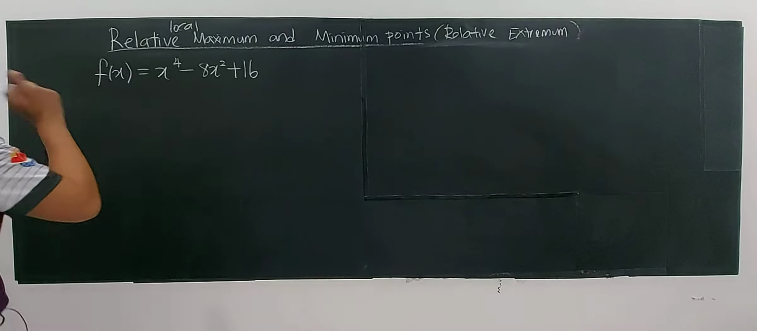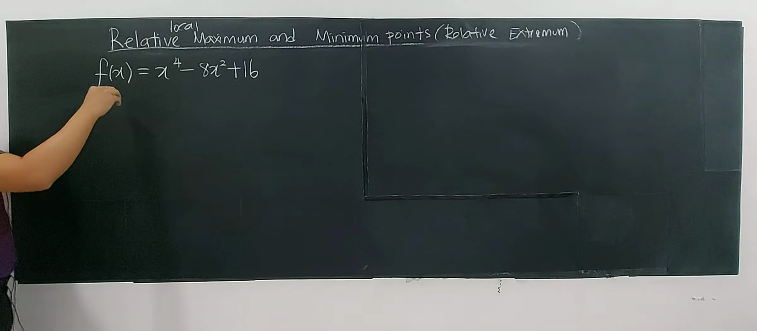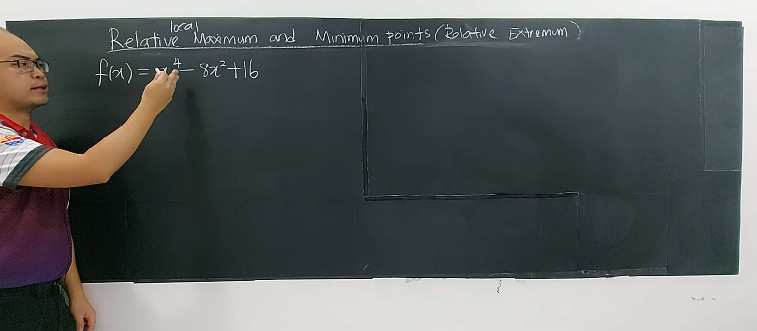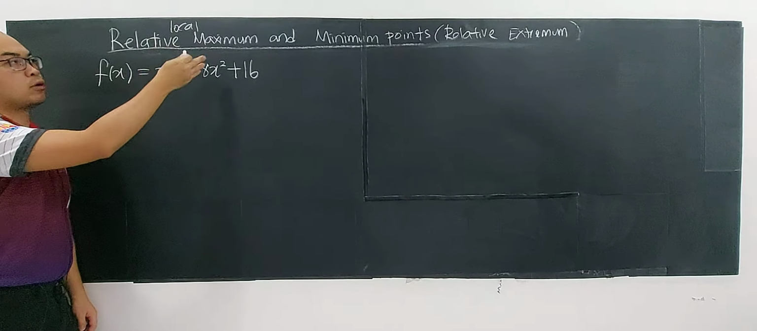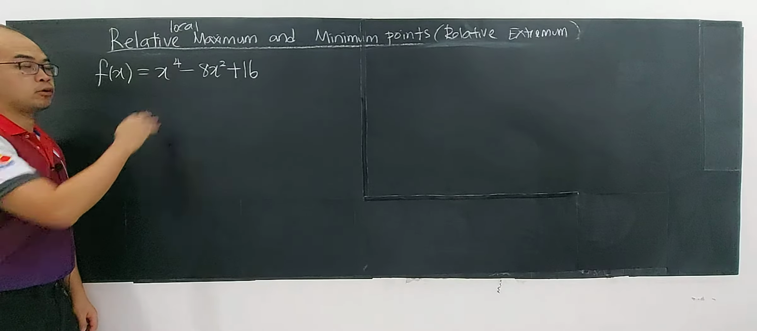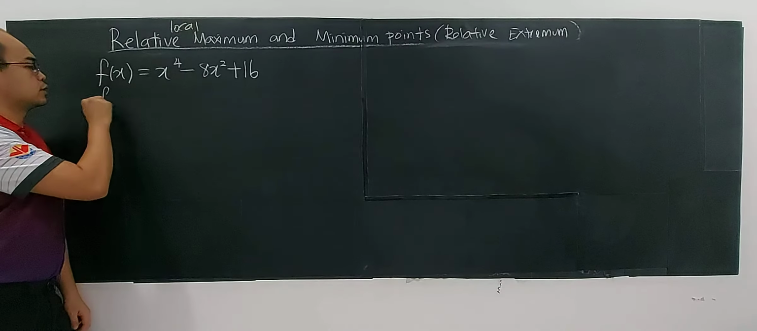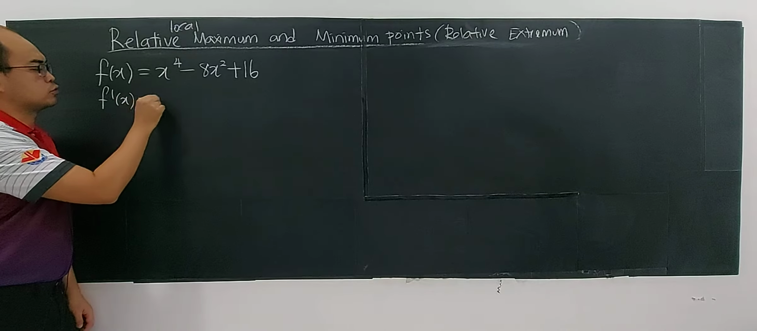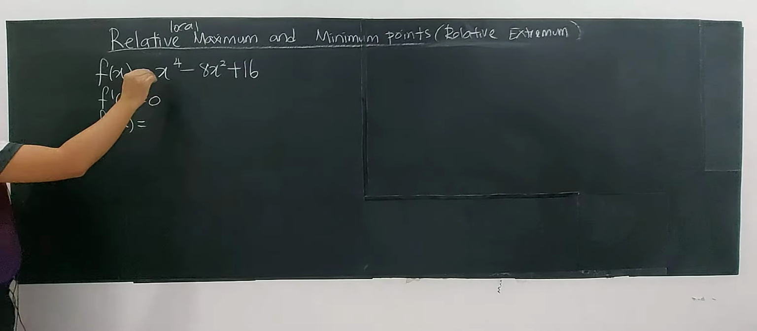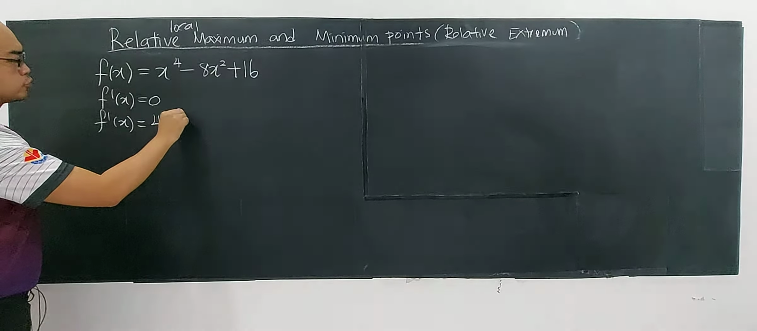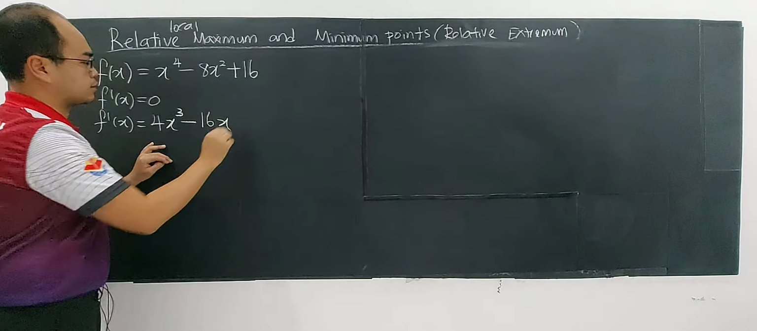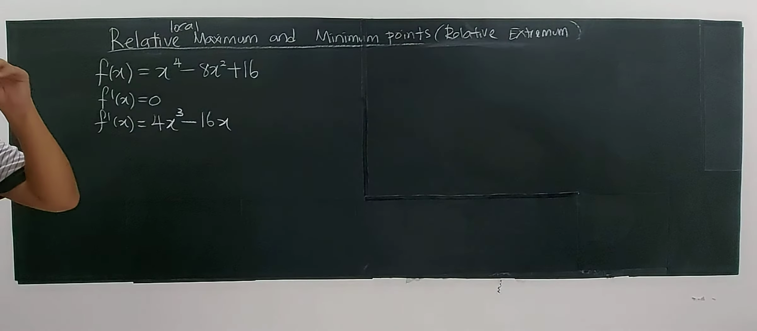Very simple. Every time you want to find a critical point, in these cases either a stationary point or a relative local maximum and minimum point, it always refers to a stationary point for a polynomial. So you need to find f prime x equals 0. Firstly, you differentiate. You have 4x to the power of 3, minus 2 times 8, 16x. You have 4x cubed minus 16x.